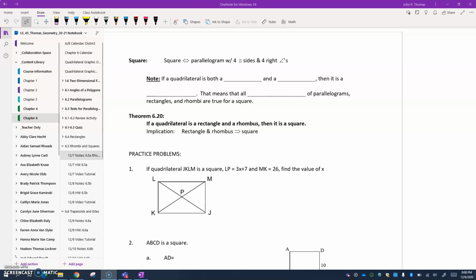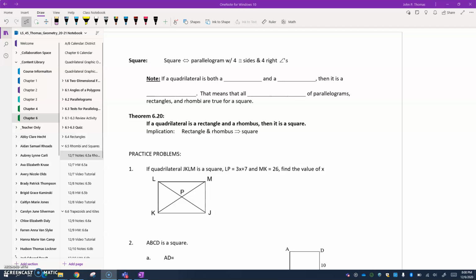But the last one here is on square. So all of you know square, four congruent sides, four right angles. We've known that shape for a long, long time. So when we look at this, we're really just looking at it in perspective of the connection to the big idea of parallelograms and all of the types of parallelograms that are underneath that.